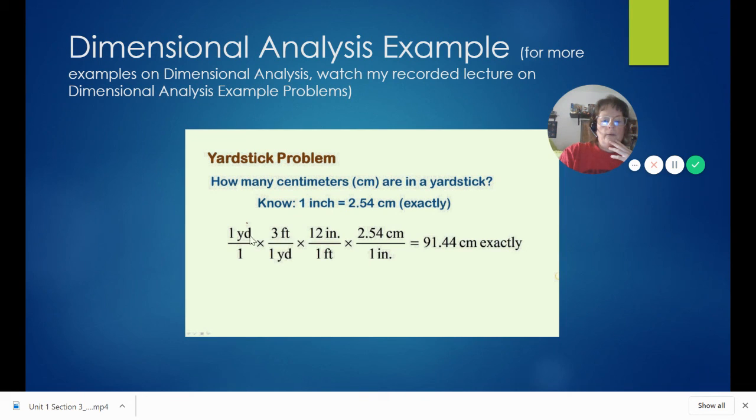So now we get rid of that yard. That's gone. But now we got to get rid of feet because we're trying to get it down to a smaller unit of inches. How many inches in a foot? 12 inches in a foot. So that now cancels out your feet. And then we already said that there is 2.54 centimeters in 1 inch. That allows us to cancel out the inches. Across the bottom, you just have ones. So that's not going to cause any issues, but you just have to multiply across the top. 1 times 3 times 12 times 2.54, plug all that into the calculator, and you end up with 91.44 centimeters.